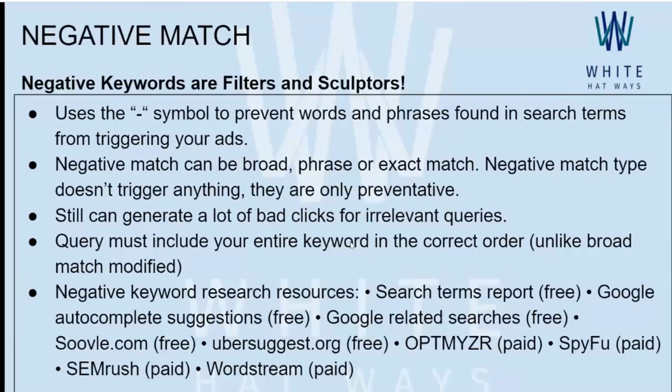Google autocomplete suggestions. When you type it in the Google search bar, you get autocomplete. So from there, you get ideas. Google related searches, which appear down below the SERP.